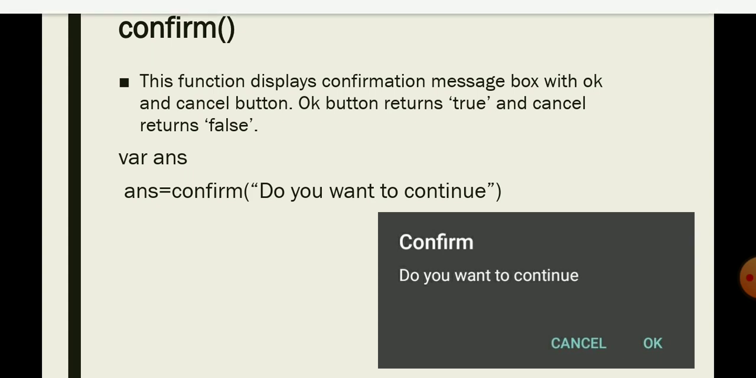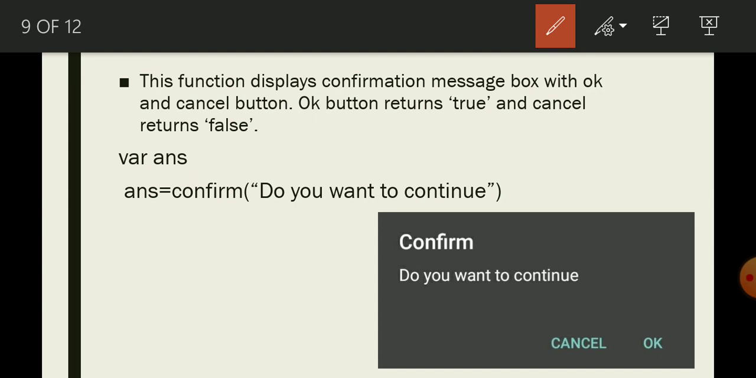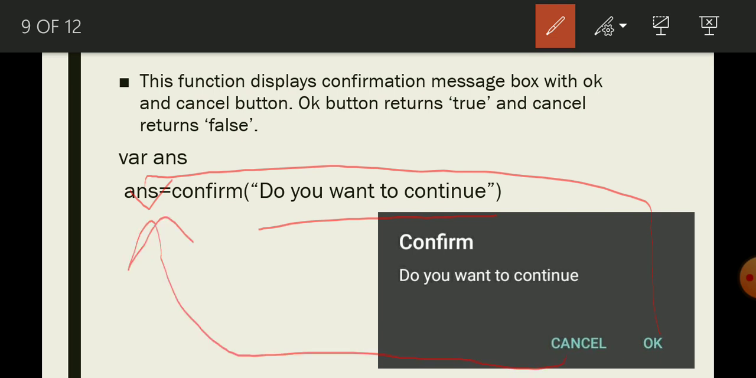In this example, do you want to continue? is the confirmation message written inside the double quotes, and if the user presses OK, then the true value is stored inside the ANS variable, and if the user presses the Cancel button, then it stores the false value in the ANS variable. Remember, the confirm pop-up box comes with OK and Cancel buttons, and alert comes with only an OK button.